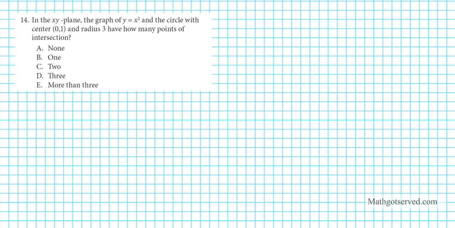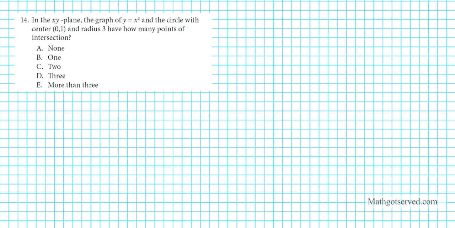Okay, it says in the xy plane, the graph of y equals x squared, and the circle with center (0, 1) and radius 3 have how many points of intersection. So I had to change my background to a grid because I need to graph this, okay? So what I'm going to do is go ahead and graph this quadratic.